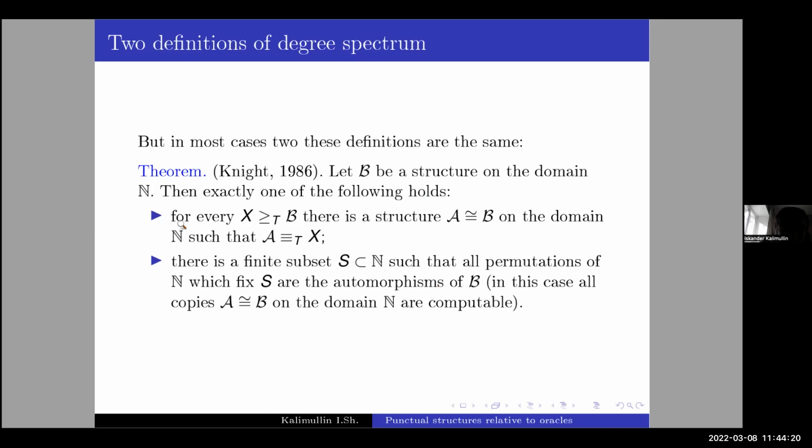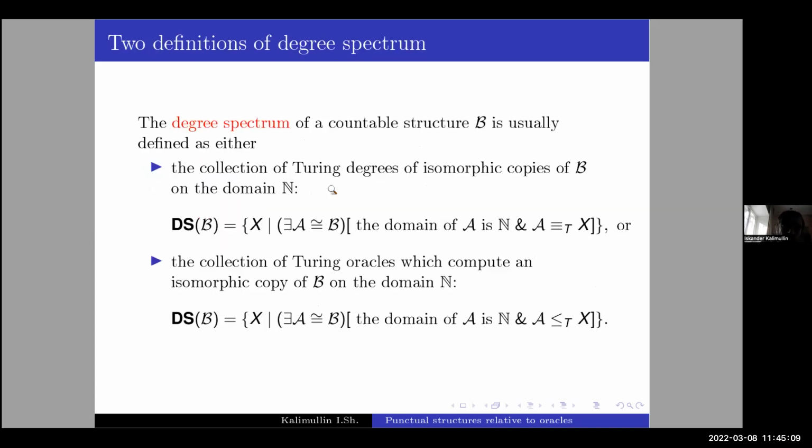But in all other cases, we can code any information, any set, into some copy of A. You can make a copy a little bit harder than B itself. You just code the set X into some isomorphic copy, and the degree of A will be exactly the Turing degree of X. This theorem shows that in most interesting cases, we can use both definitions as one object and study that object.